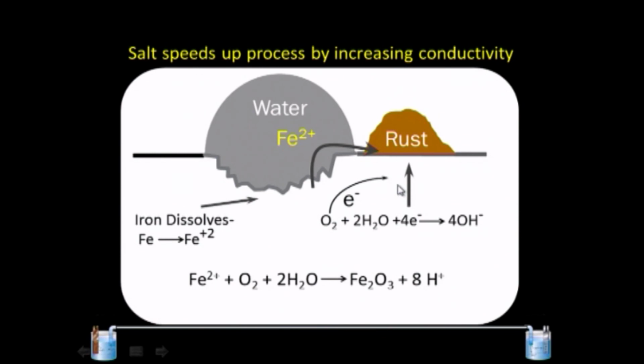This type of rust you must have seen in iron objects which during rainy season are exposed to open atmosphere, where water or humidity is available, oxygen is available, and iron metal is available. You can see this type of brown rust in your iron objects which are left to air during humid season.